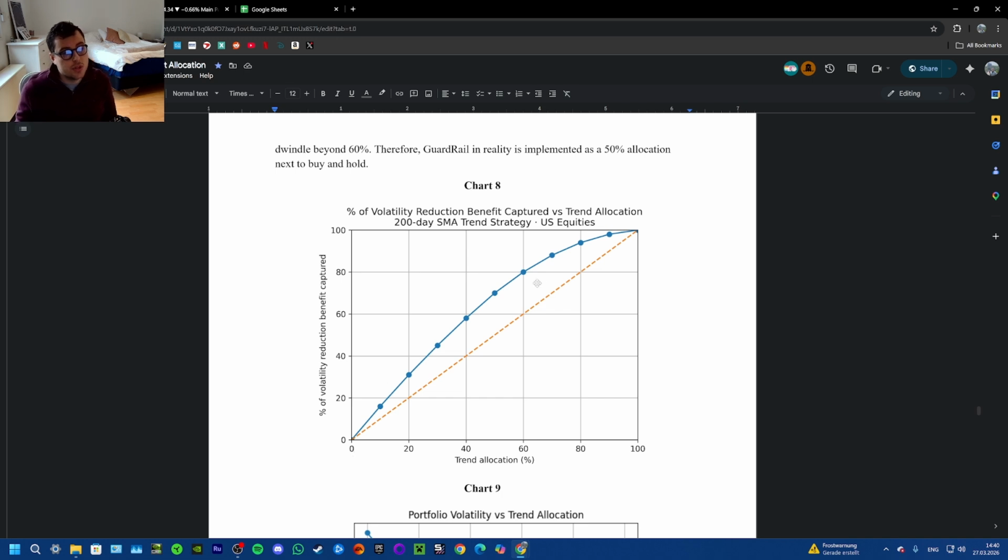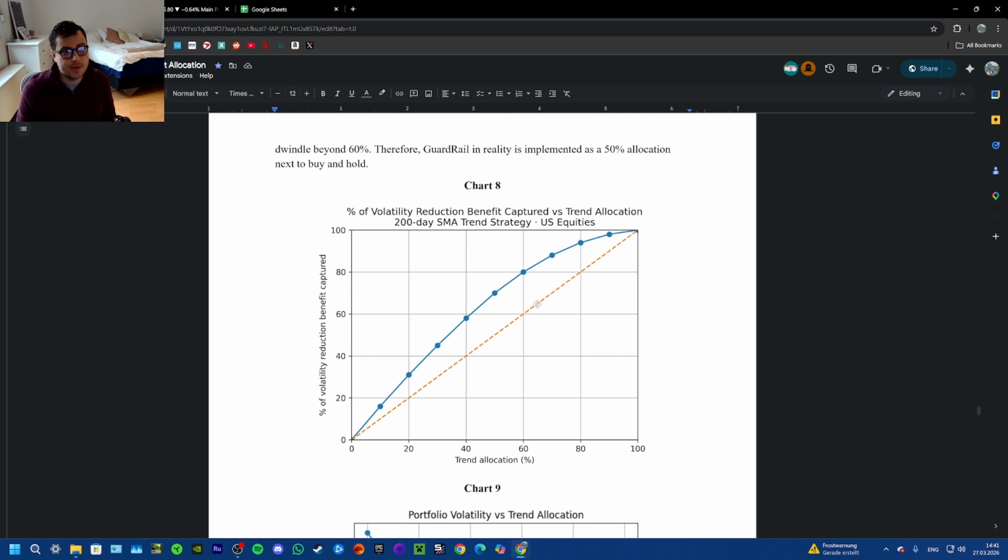So you can see that when you do a 50% allocation to trend, you're getting about 70% of the benefit that trend offers in terms of the volatility reduction benefit. So as I said, trend following has almost always lower volatility than buy and hold stocks. And that's one of the main benefits of trend, is that you have lower volatility, lower downside. Now you can, again, with this chart, as you can see, you can get 70% of that benefit by just doing a 50% allocation to trend.